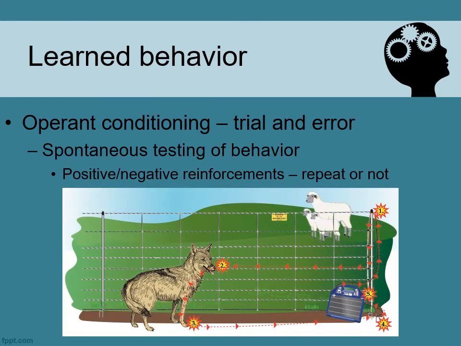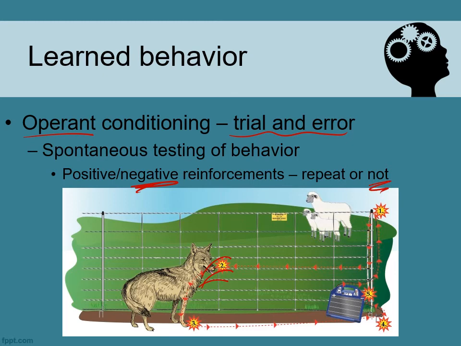So similar to classical, but a little bit different, is operant conditioning. So in classical conditioning, we took a reflex that already existed innately, and we added another stimulus to that. In operant conditioning, it's all about trial and error. And so here we've got the wolf. He's going to get zapped by the fence. He's going to learn through this negative reinforcement to not repeat this action.